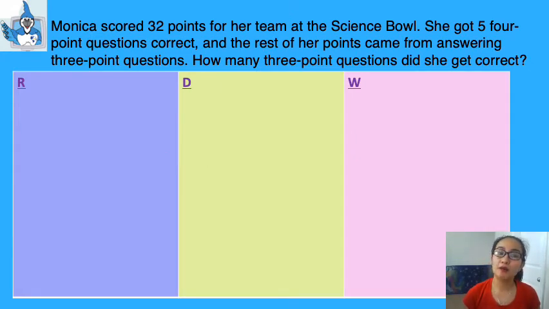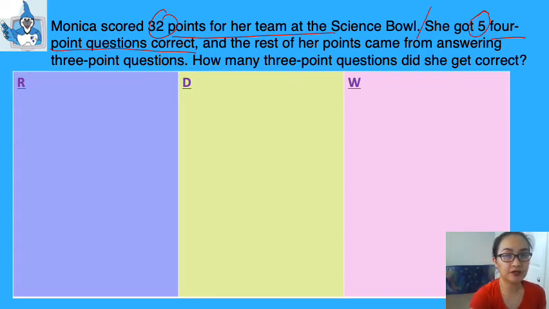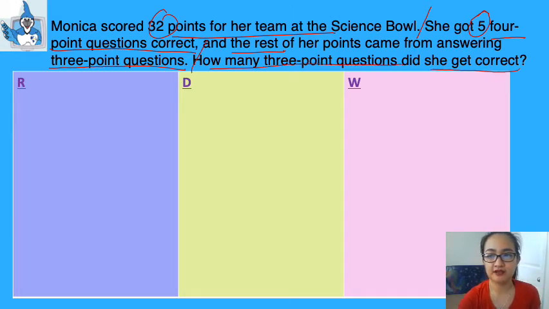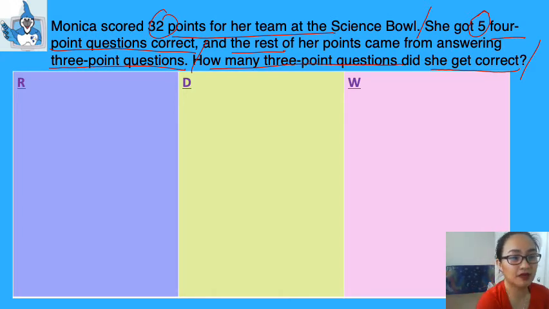It says, Monica scored 32 points for her team at the Science Bowl. She got 5 4-point questions correct, and the rest of her points came from answering 3-point questions. How many 3-point questions did she get correct? Okay, so boys and girls, remember when I give you tests or quizzes, sometimes a question doesn't only count 1 point. Sometimes it will have 2 points, 3 points, or 4 points. So it's just like that. So now let's write the numbers that we saw in the problem. So this is the total score that she scored.